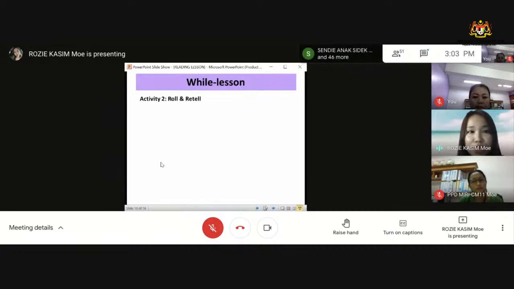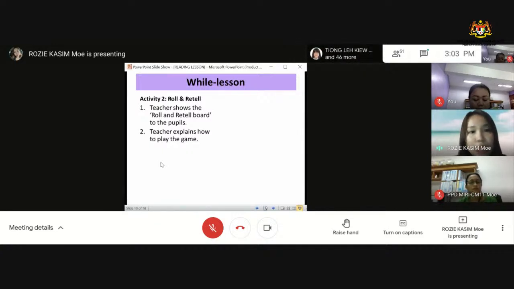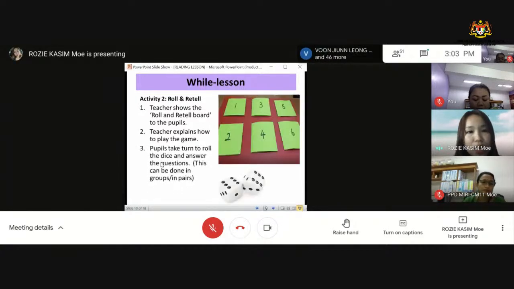And then for the second activity, roll and retell. So what is roll and retell, and how do we use this in the lesson? The teacher shows the roll and retell board and explains how to play the game. You will need dice, or more than one dice, and a board. You might need to prepare a lot of boards if you have a large number of pupils.